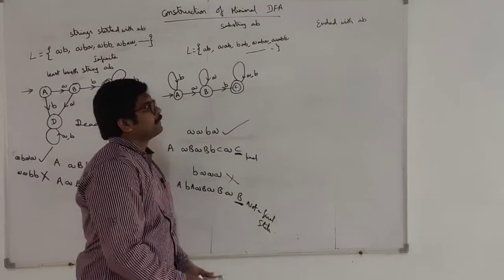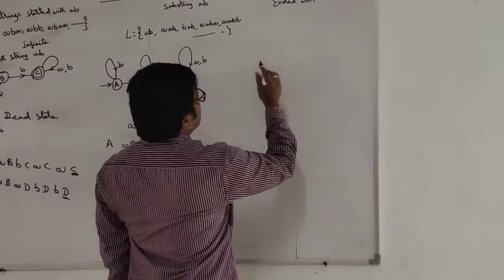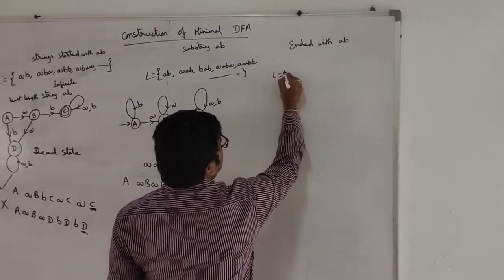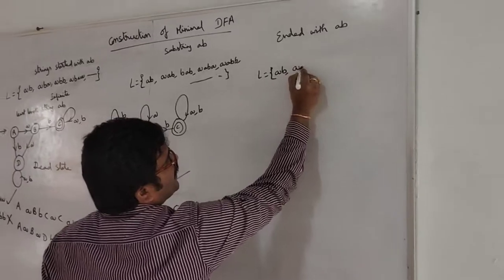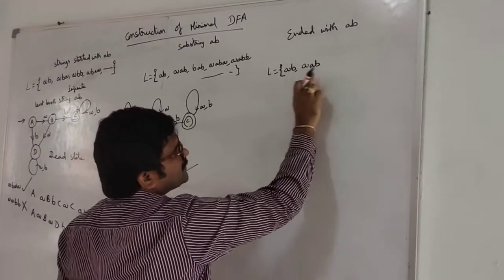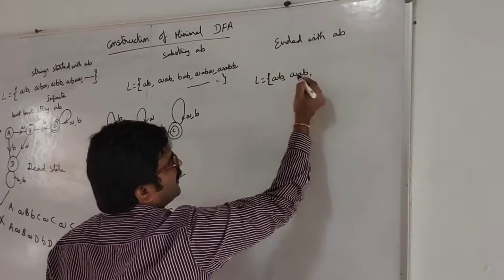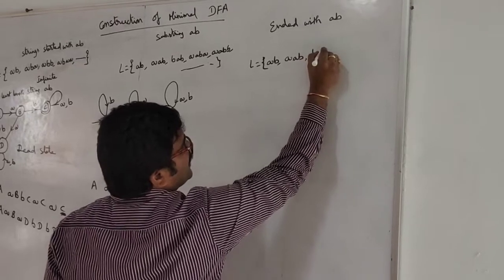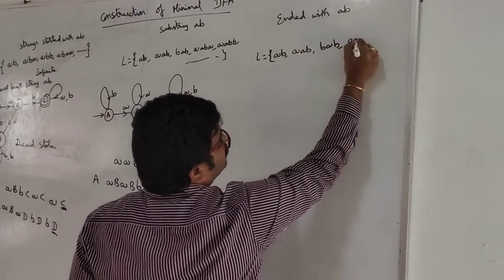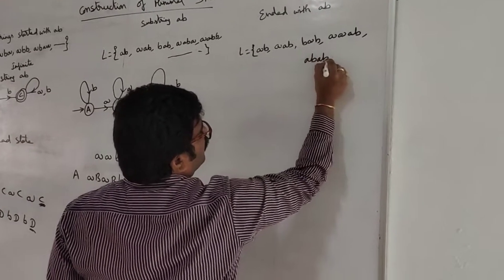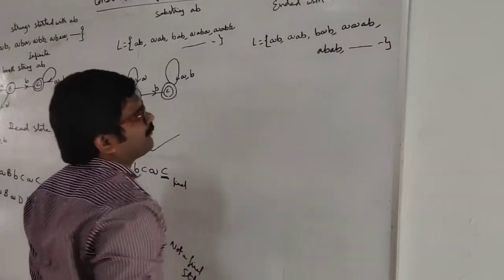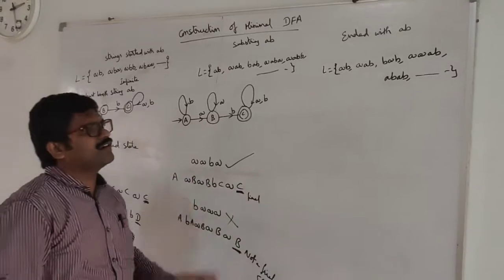Ends with AB. Now write the language, ends with AB: AB, then AAB. That means all the strings end with AB. Just while writing the language, you can easily identify what it is. And so on. There are many, an infinite language, again infinite strings.